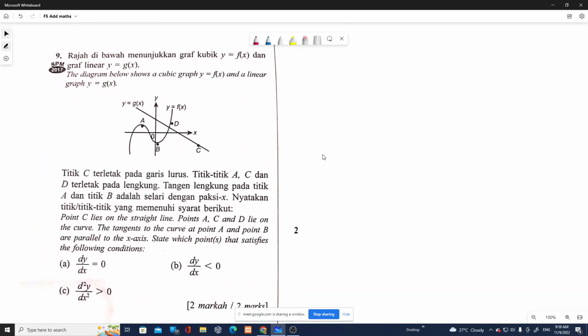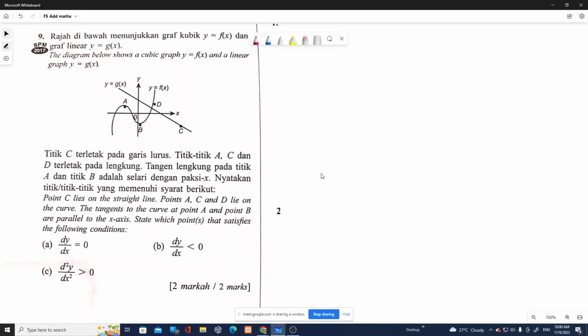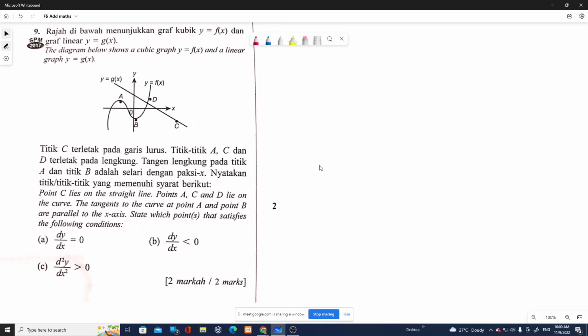Okay, the diagram shows a cubic graph, y equals f(x), and a linear graph. There are two graphs here, a straight line and a cubic. Point C lies on the straight line, points A, C, and D... I think it's supposed to be A, B, D, but... Oh, okay. Yeah, I think so. A, B, D lie on the curve. It should be B instead of C, yeah? All right. A, B, D lie on the curve.